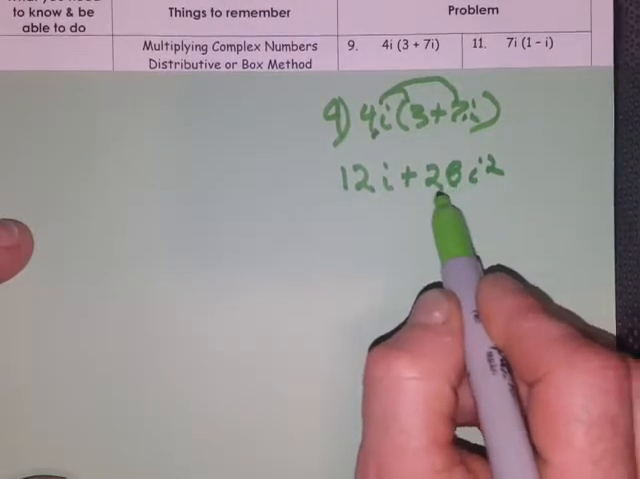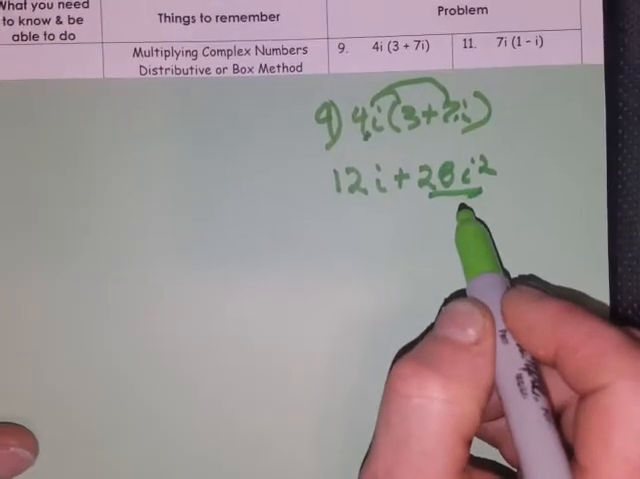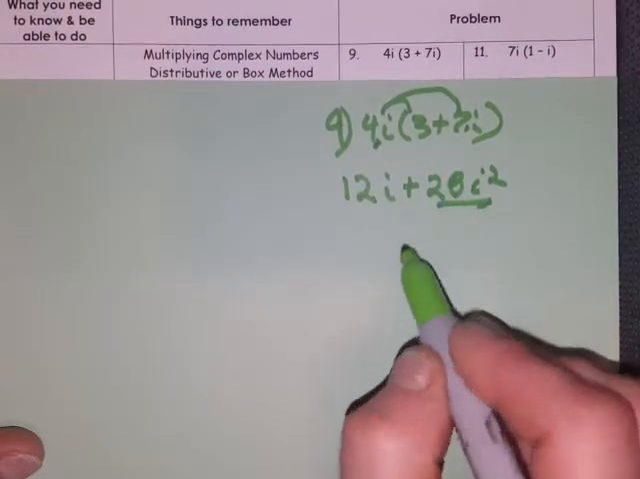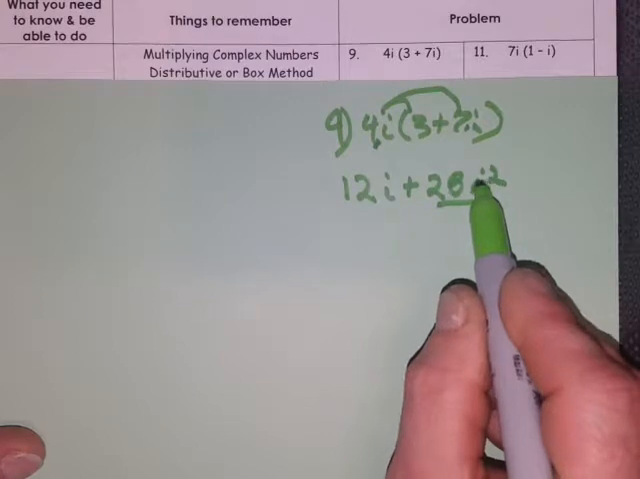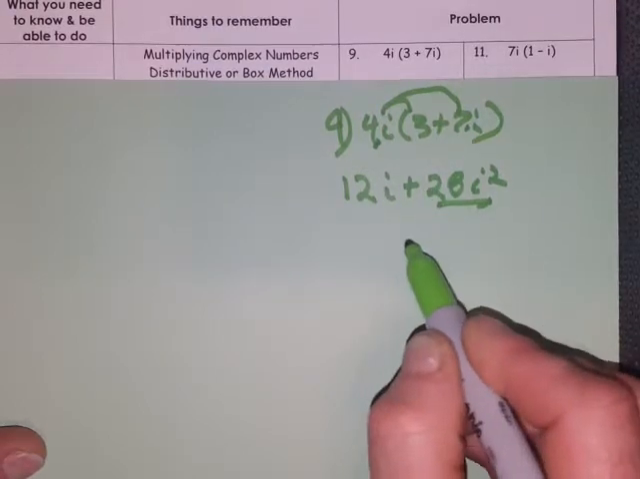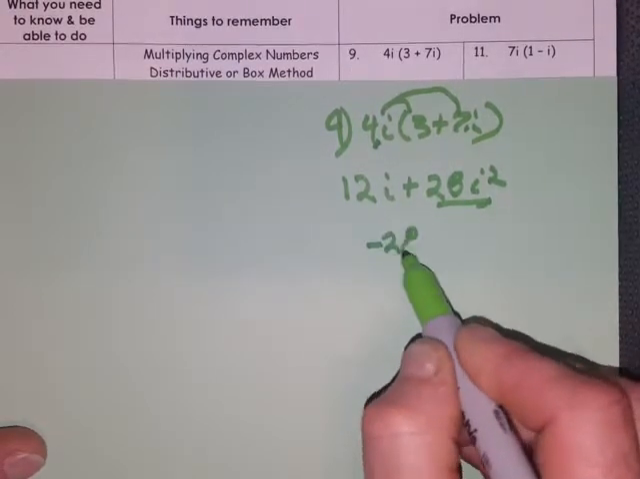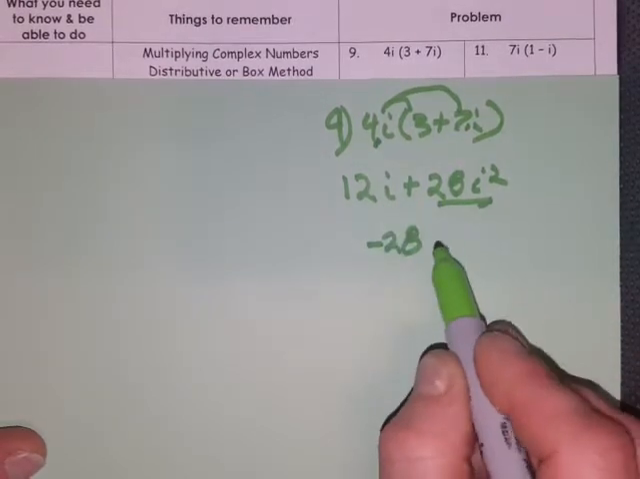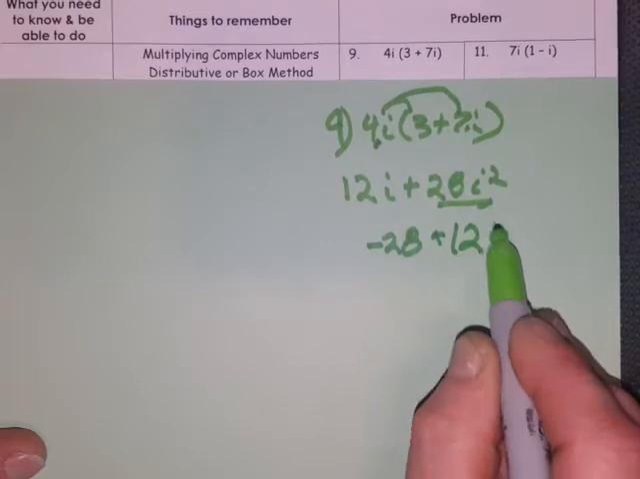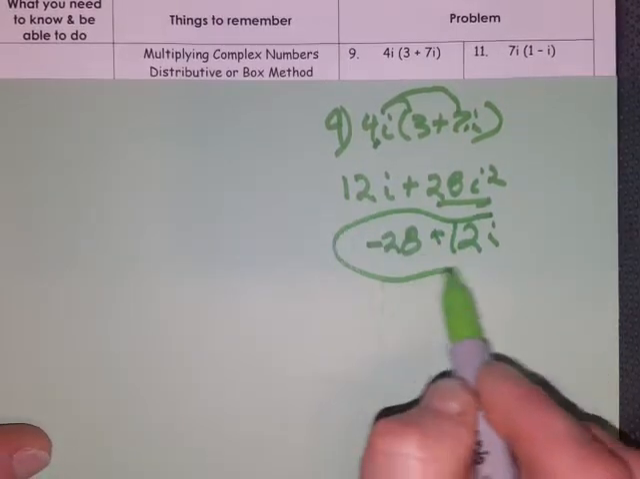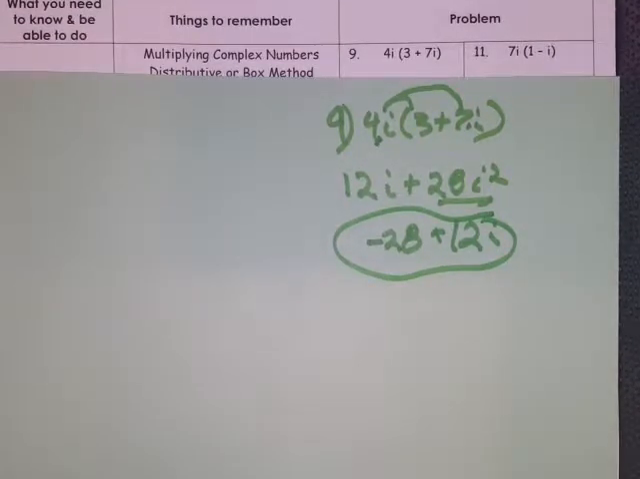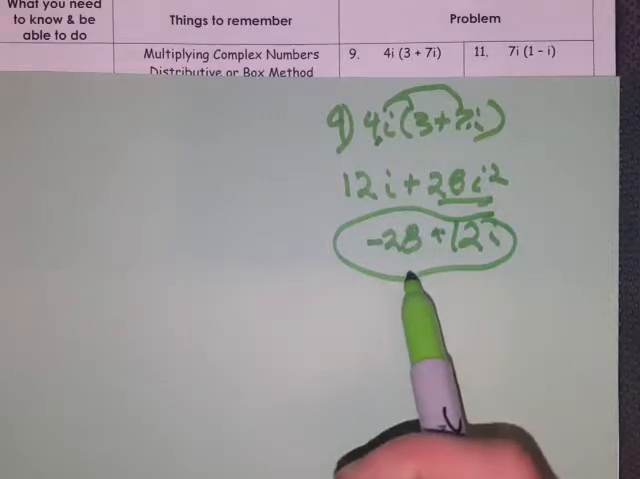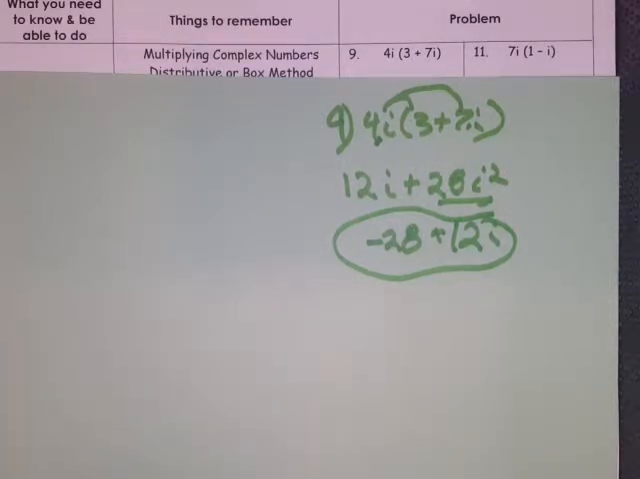Okay, so we do have one of these i squareds. That plus 28i squared, we need to change this last term. Since i squared is negative 1, it's going to change this last term to a negative 28. Okay, and then we add the 12i that just stays 12i, and it is positive. Now we write our answer in complex number form, standard form. The real part comes first, the imaginary part comes second.